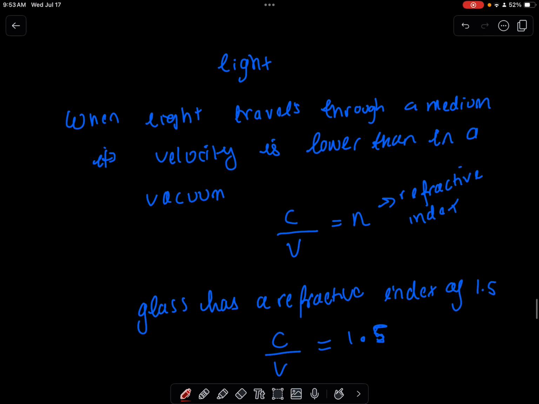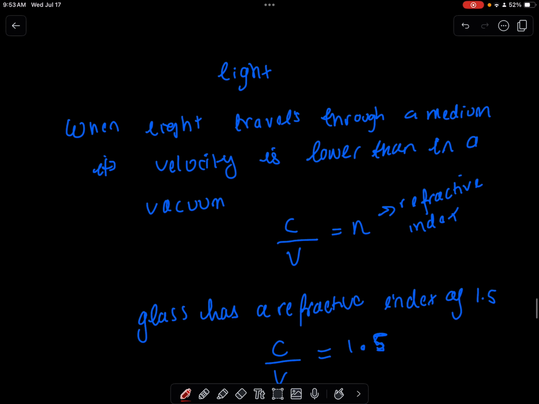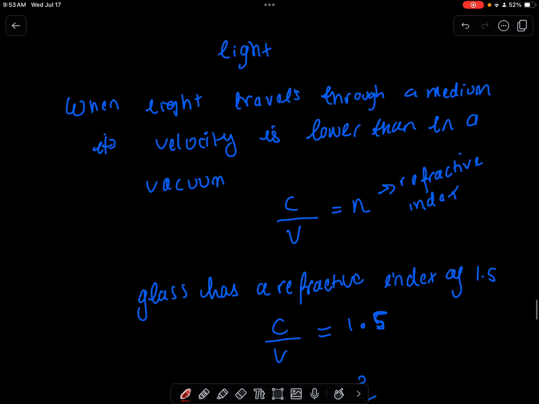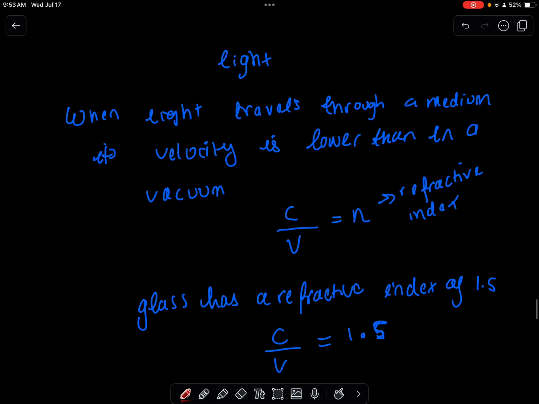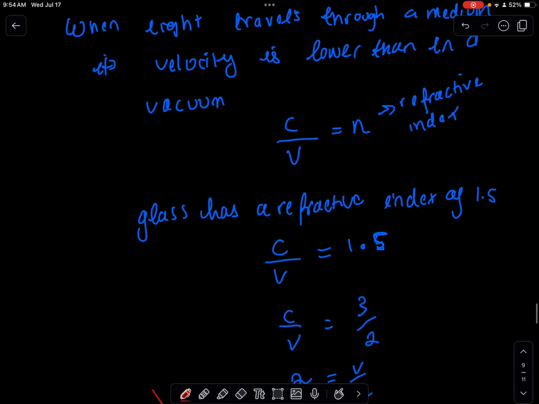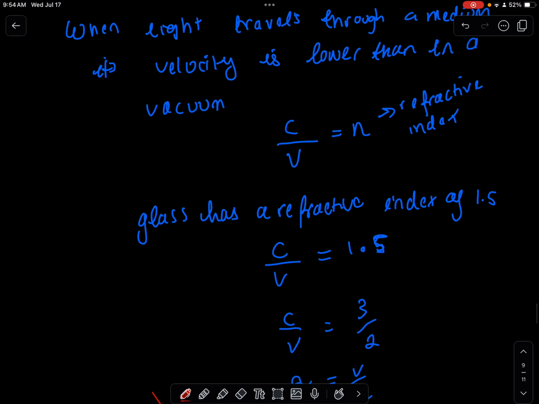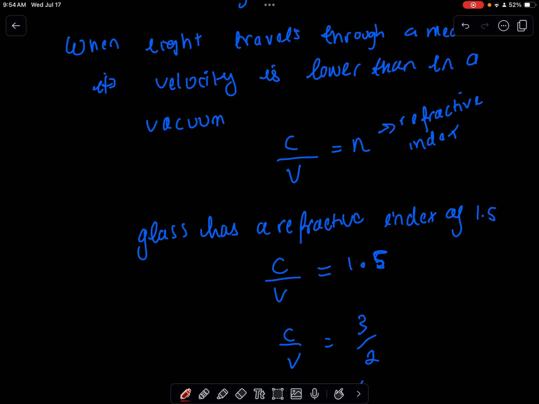Okay, so this is going to be a lecture on light, and we're going to talk about the refractive index, lenses, and mirrors. So, basically, when light travels through a medium, its velocity is lower than it is in a vacuum. So what do we mean by that? When light goes into glass, it actually travels slower than it does through a vacuum. And we have an equation that gives us the ratio of that relationship.